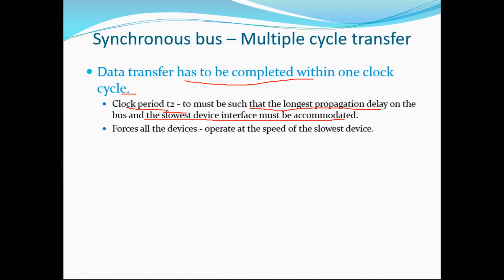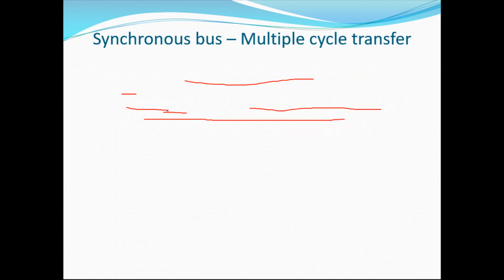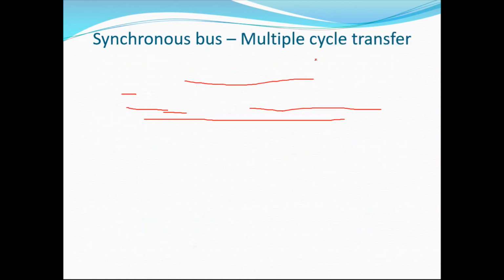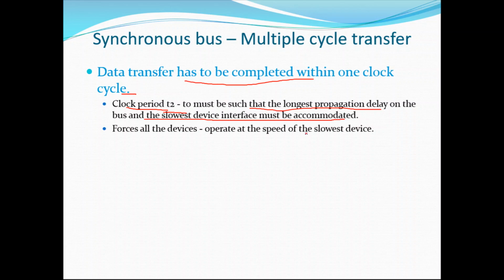Clock period T2, that is T0 to T2 is the clock period. If you remember, this is one clock period, T0 to T2. So this time should accommodate what? Longest propagation delay. Again, the propagation delay may be different for different devices. The slowest device will have the longest propagation delay on the bus, and the slowest device interface must be accommodated.